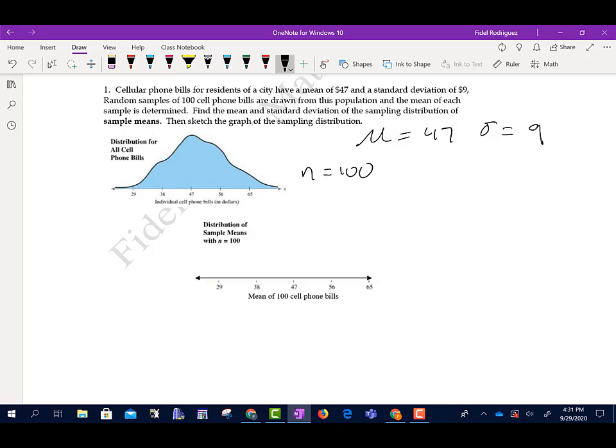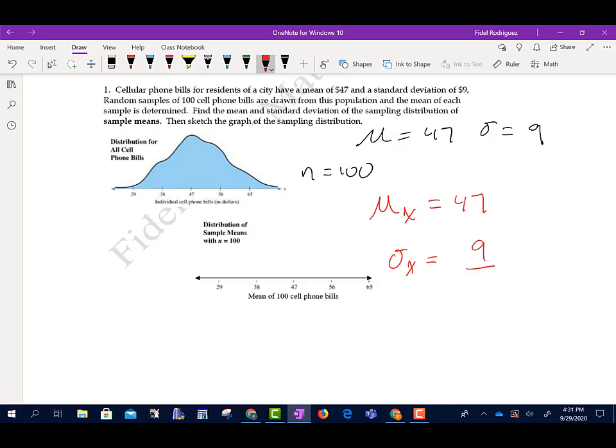Okay, so all I'm going to do now is keep my sample mean the same, right? It's still going to have a mean of $47. But the way we're going to compute our sampling standard deviation is I'm going to take 9, okay?